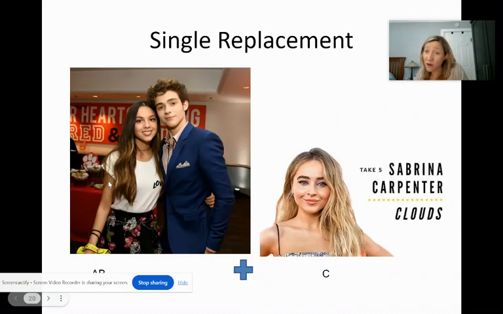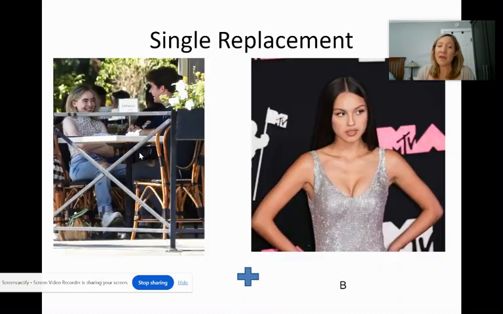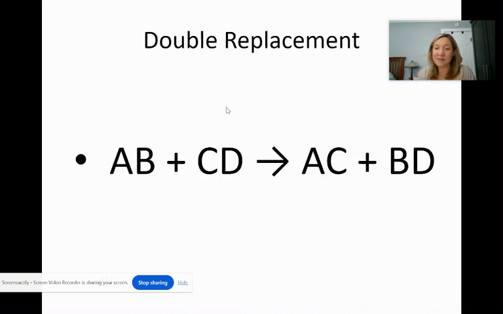Here's a slightly more maybe relevant example for your generation. So Olivia Rodrigo, and I don't even remember that guy's name, but the rumor was that they were together, and then the rumor was that Sabrina Carpenter kind of stepped in and stole him away. So this was the couple, and then after the reaction, she's the single one, and they're the ones in the relationship. So another single replacement.